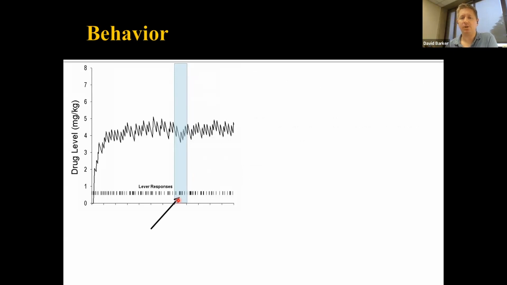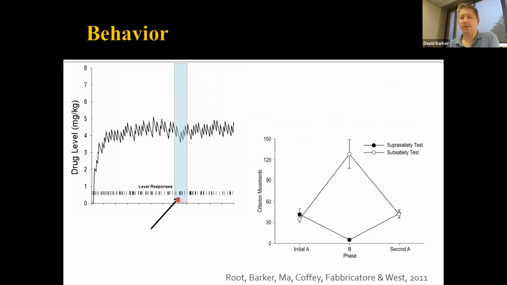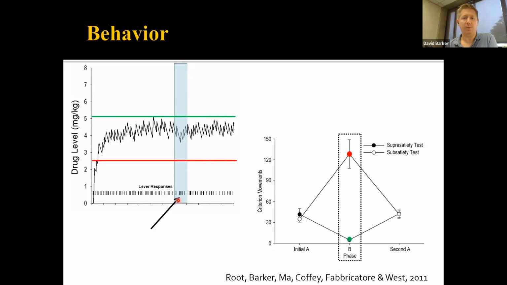And so this is something that we think is really important for how animals choose to behave across a session of self-administration. And what we discovered is that if we experimentally manipulate this, where we hold drug levels either above satiety or below satiety, we can actually change the way that they behave. Where we hold above their satiety threshold, then animals will stop responding altogether. And then if we hold it below, then we can increase their responding.